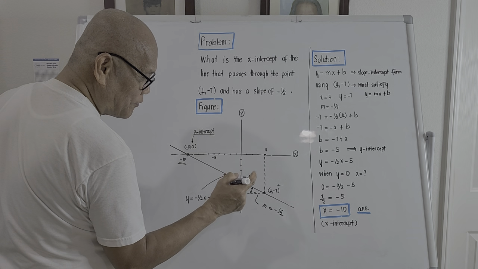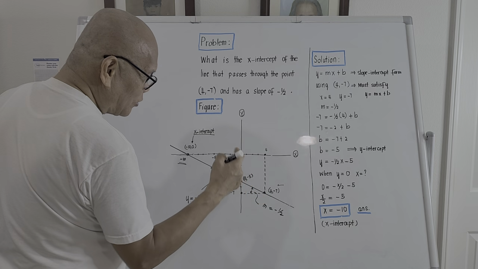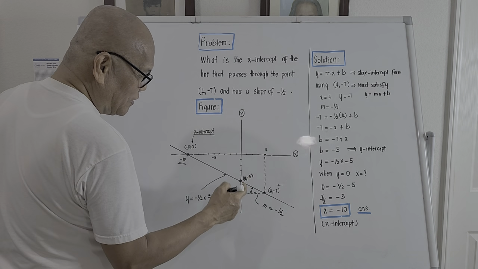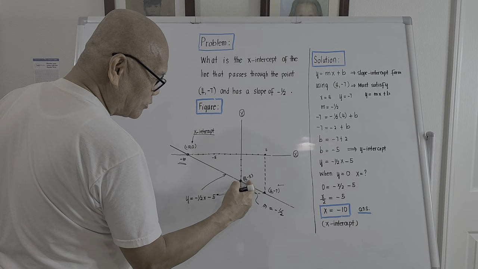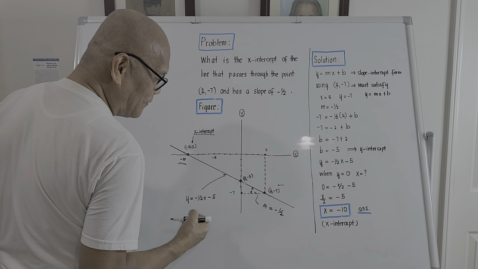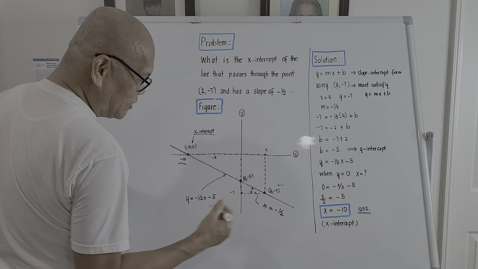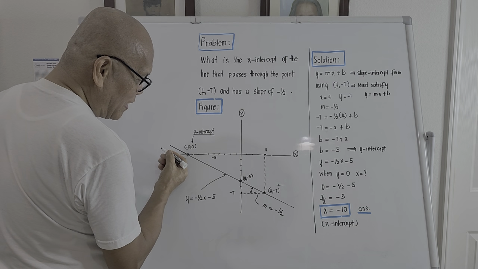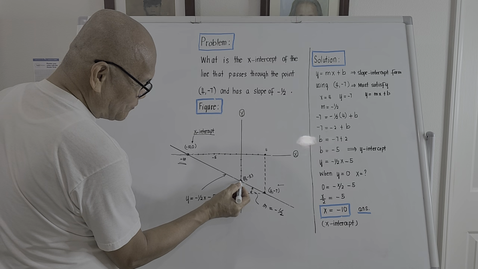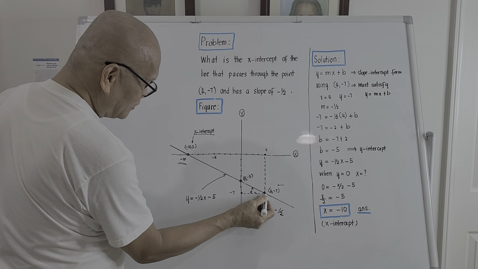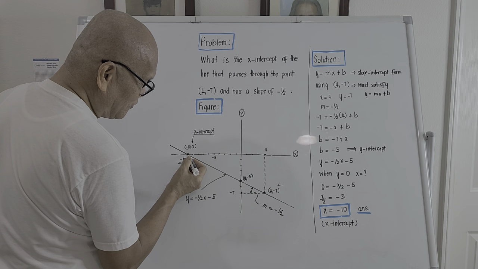The y-intercept is the point where the line crosses the y-axis. It is at the location 0 and negative 5. Later on, we'll bring out why it is 0 and negative 5. As you can see, since the line is drawn to scale, this is 0 and negative 5, this is 4 and negative 7, and this is negative 10 and 0.